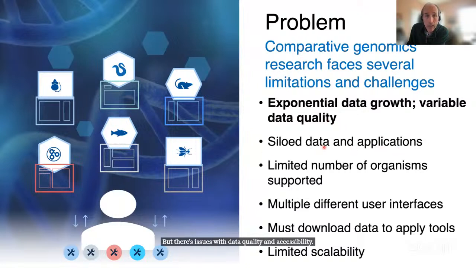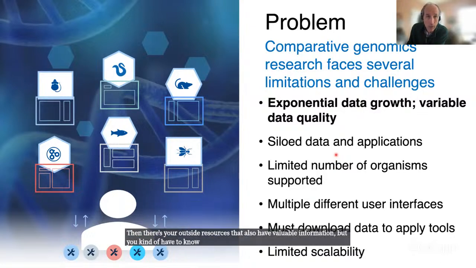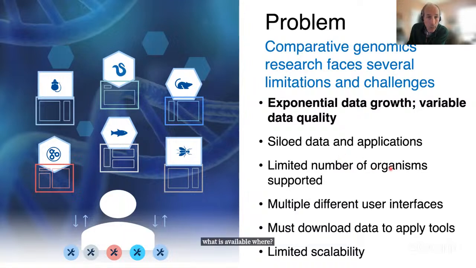Another is that all of this data is spread all over the place. Even within NCBI, we have different databases for the sequence data itself versus particular metadata. So that complicates accessibility. Then there are outside resources that also have valuable information, but you have to know what is available where, what organisms are supported in different places, and there's really just a pretty small number of organisms that have really deep support. So you have to go hunting around.